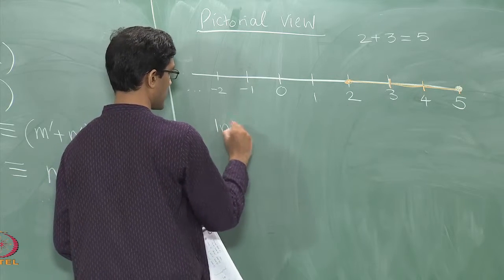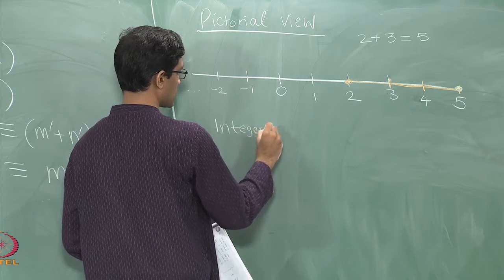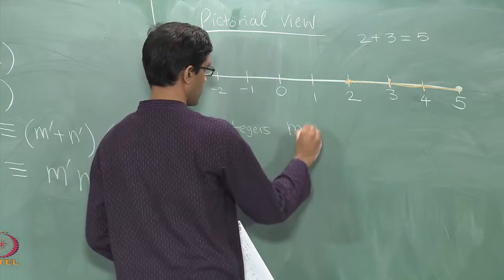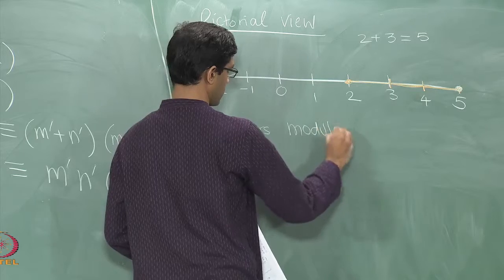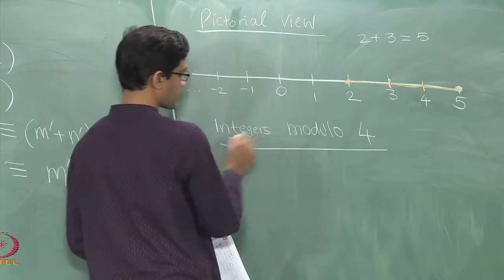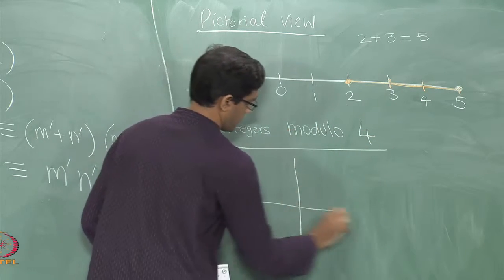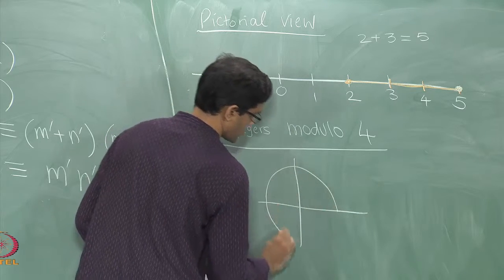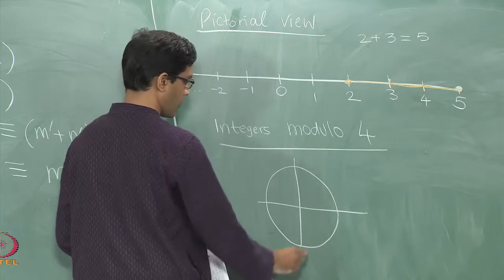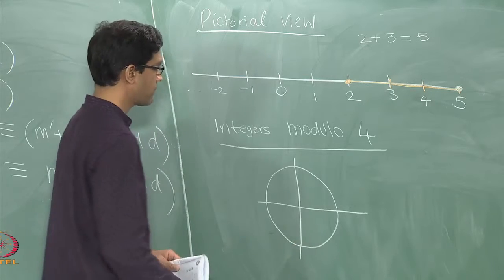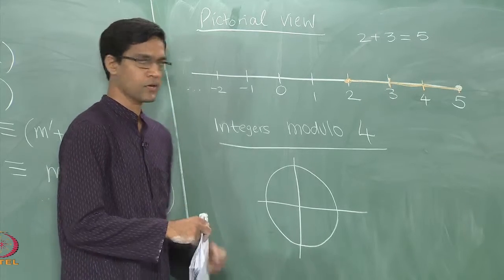So let me do it again by example. Let me look at integers modulo 4. So I will take d equals 4 just as an example, just makes the picture easier. So how should one really think of these guys? You should think of them as being points on a circle.